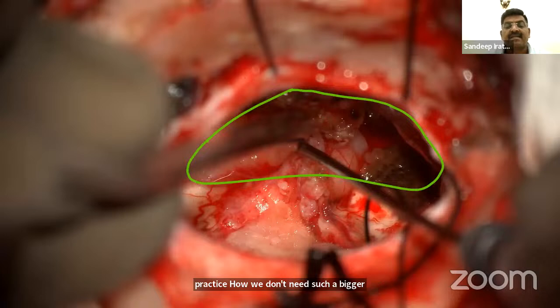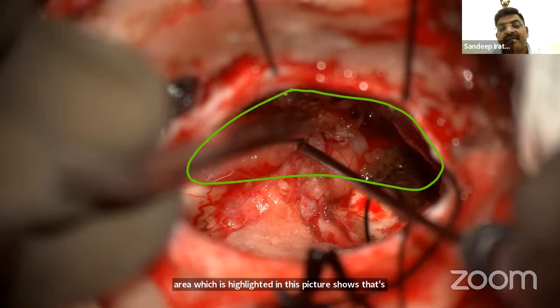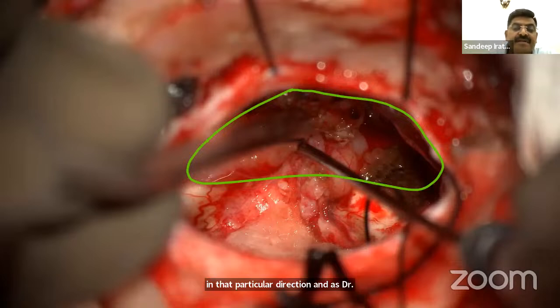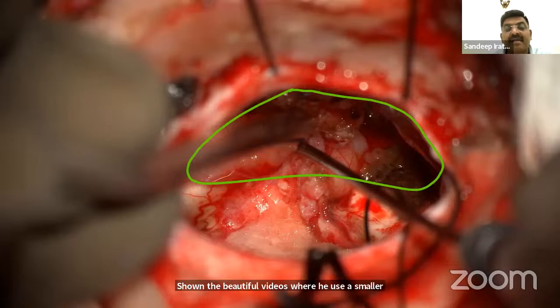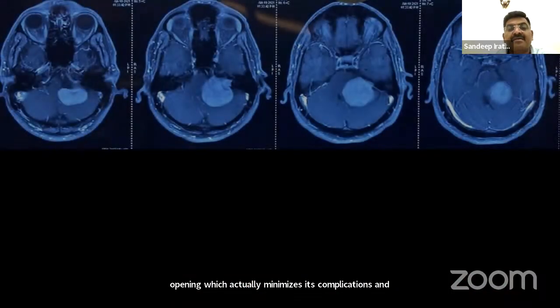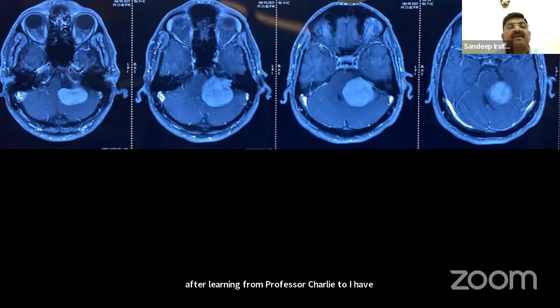The area highlighted in this picture shows our area of interest, where we are continuously working in that particular direction. Dr. Mishra sir has shown beautiful videos where he used a smaller craniotomy and a linear dural opening, which minimizes such complications. After learning from Professor Charlie Teo, I have also reduced the size of my incision and craniotomy, and I have started attempting a watertight dural closure, which has really reduced my complications significantly.